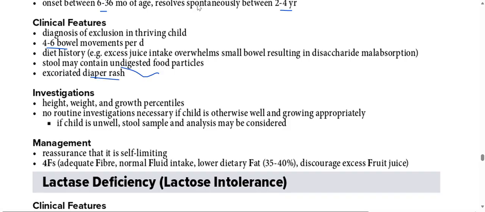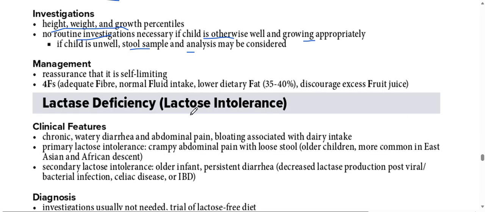For investigations, we need to check height, weight, and growth percentiles on the growth chart. No routine investigations are needed if the child is otherwise well and growing appropriately. If the child is unwell, then we do a stool sample and analysis. Management is reassurance that it is self-limiting.